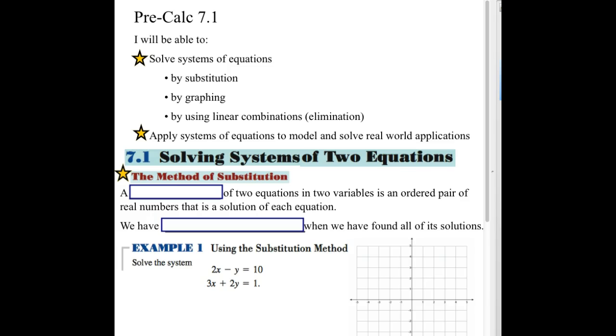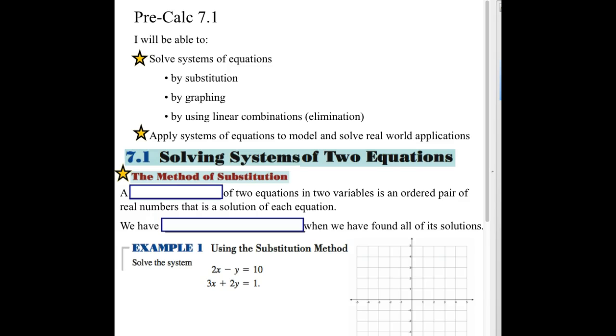Okay. Today, we're just on 7.1. We're going to look at solving systems using 3 different methods: substitution, graphing, and then what used to be called linear combination. I think in your algebra book, they called it linear combination. In our book, it's called elimination, but it's the same process. Okay? So you're not learning any new processes today, just reviewing them.